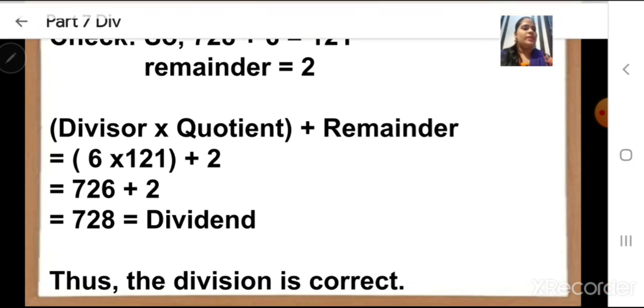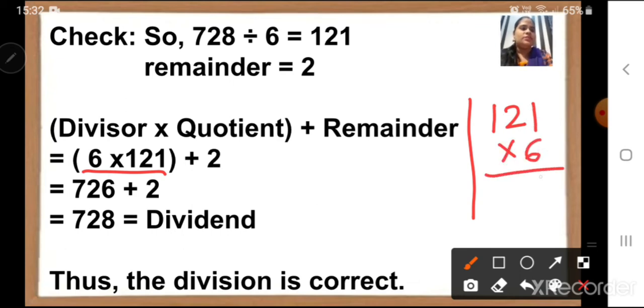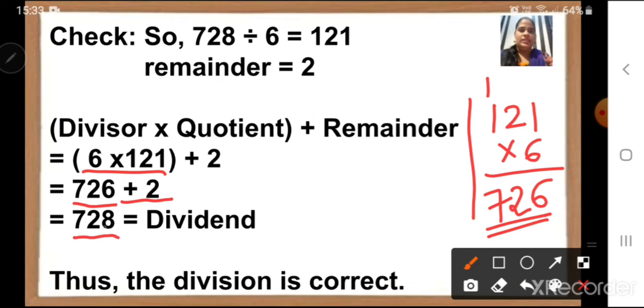Now first we have to multiply here. Right, children? So let us multiply 121 into 6. 6 ones are 6. 6 twos are 12. Then 6 ones are 6 plus 1 will be 7. So when we multiply, we will get 726. Then plus 2. So 726 plus 2 will be 728, which is equal to our dividend.